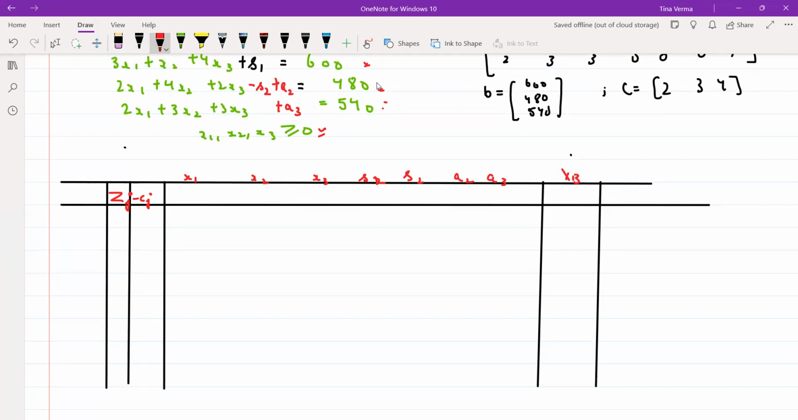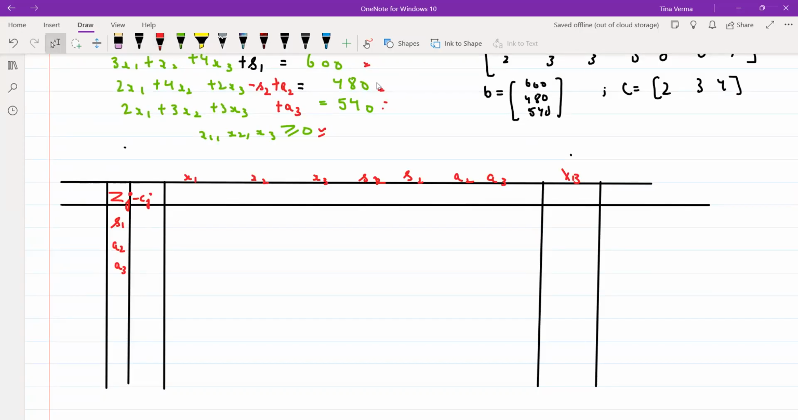And what you write firstly is what will be your basic variables, which are forming your identity matrix. So S1 is making the identity matrix, so here it will be S1. From the second constraint, it will be A2. And from the third constraint, it will be your A3.